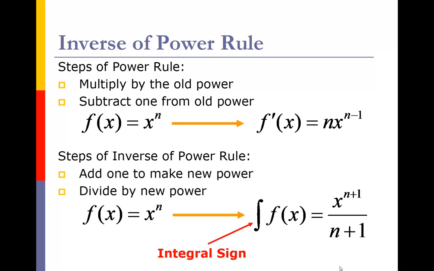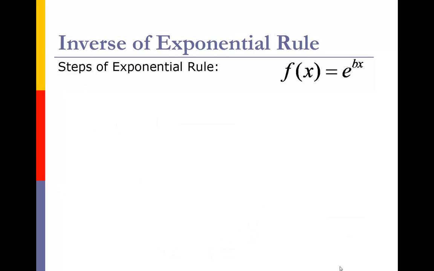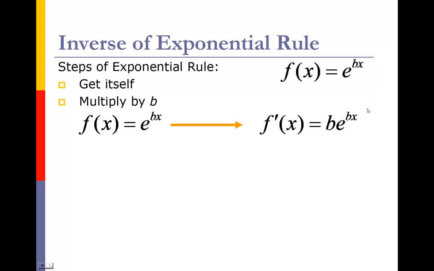So called integration. All right, for exponentials, you may remember this one. When we had e to the bx, that would be like e to the 3x, e to the 12x, that kind of thing. What were the steps that we did? Well, when we did the derivative of the exponential, we got itself, and then we multiplied by that b, the coefficient of the x there. So those were the two steps we did for the exponential when we took the derivative.